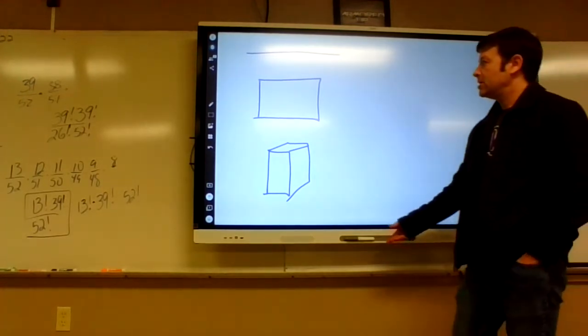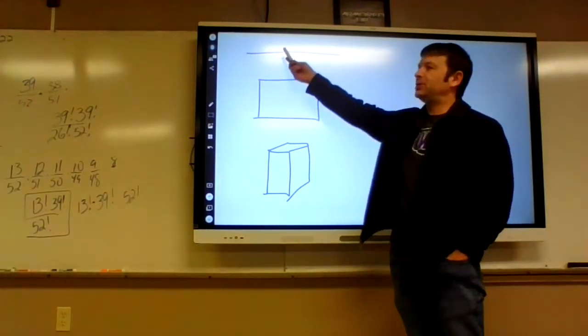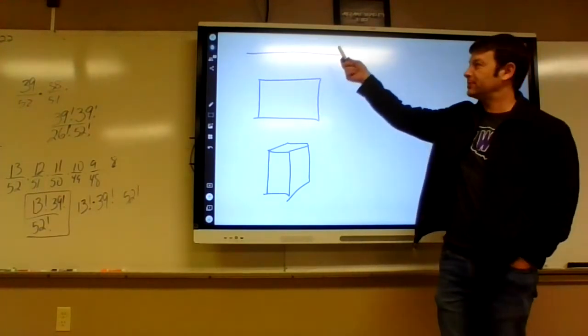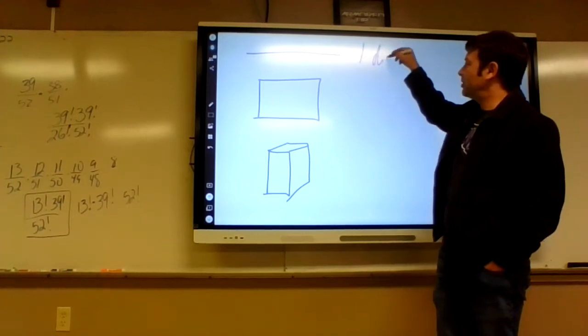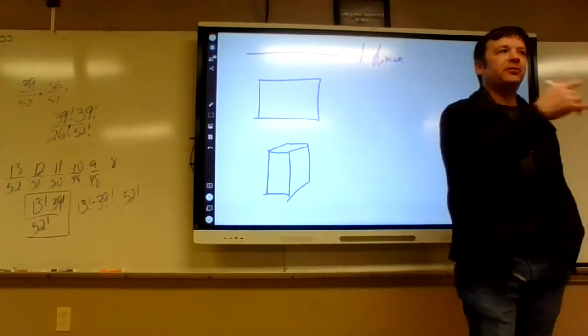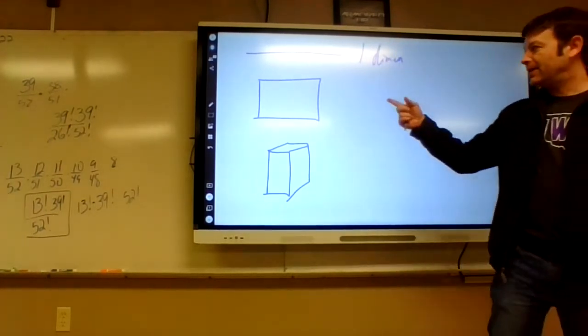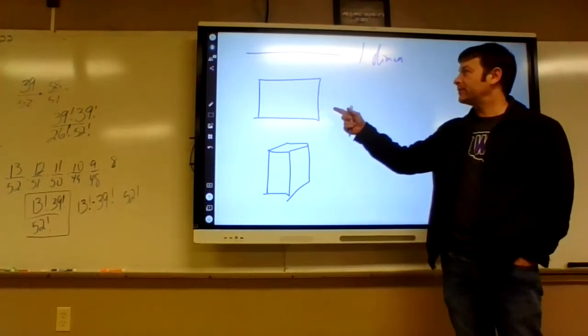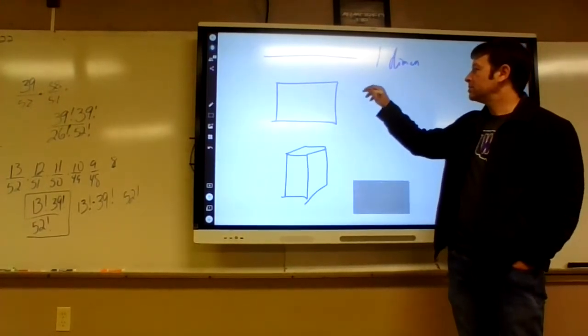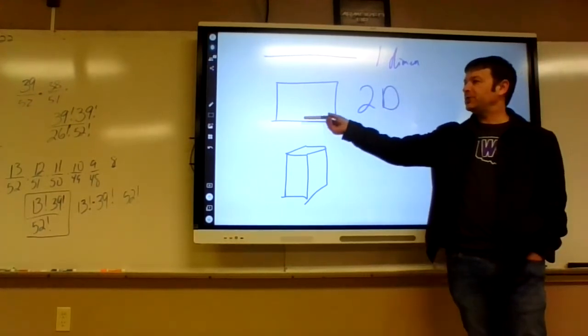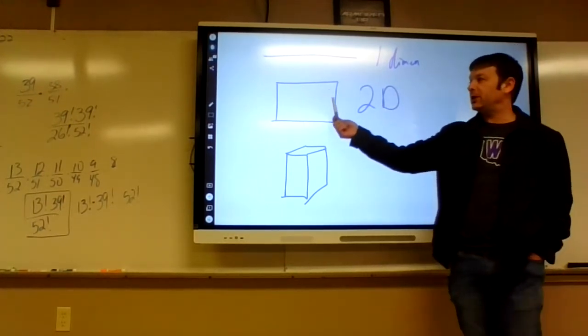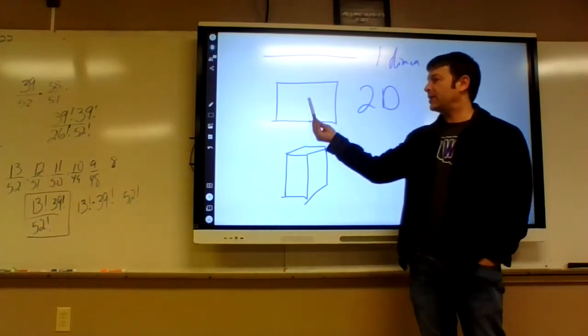Okay, how many dimensions does a line have? One dimension. So a dimension is like left and right. That's one dimension. How many dimensions does a polygon have? Two. Let's say 2D. Left and right, that's one dimension. Up and down, that's the second dimension. You can get anywhere on this rectangle by going left and right, up and down.